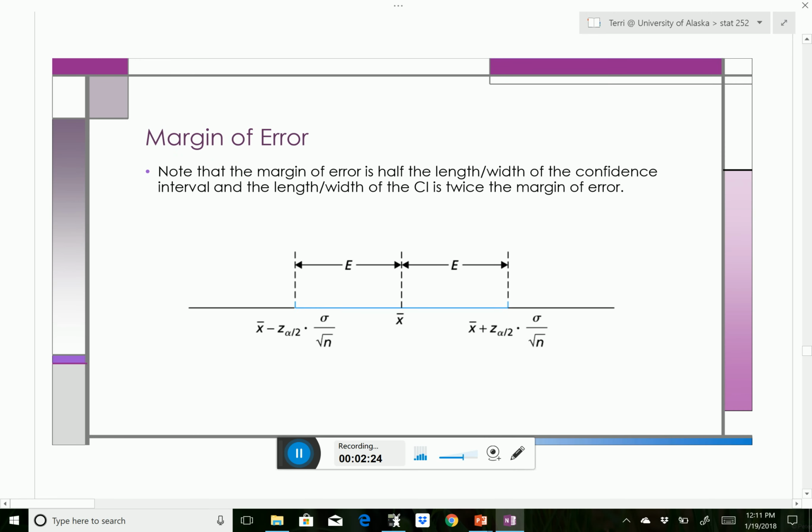So again, this is the picture that I drew. My lower bound, my upper bound. You'll notice a few things. The margin of error is half the length, width, whatever you want to call it. Some people like length of the confidence interval. Some people call it width of a confidence interval. I'm using those terms interchangeably with respect to confidence intervals. And the length or width of the confidence interval is twice the margin of error.